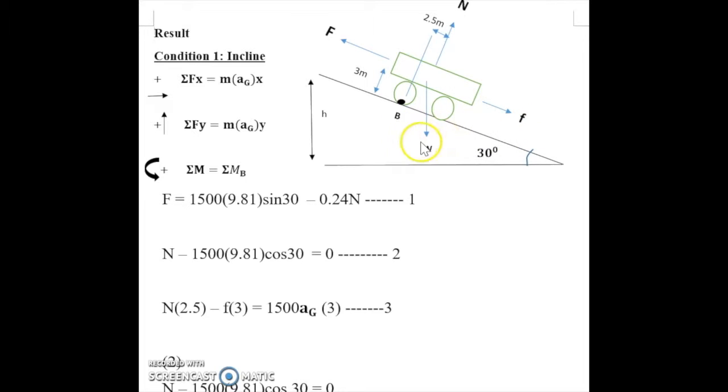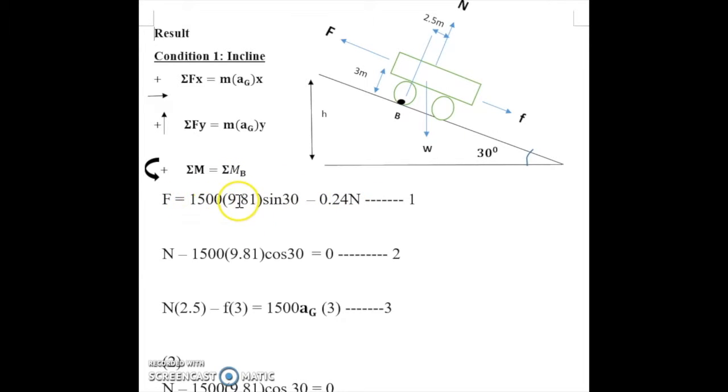It's not clear, but W is acting along the x-axis. In this case, the x-axis is parallel to the car, and the y-axis is perpendicular to the car. So this W has an x-axis force and also a y-axis force. The x-axis force of W also causes the car to move forward. So we can get this formula, because W and small f act in the same direction, and big F acts in the other direction, so we take that force as negative.